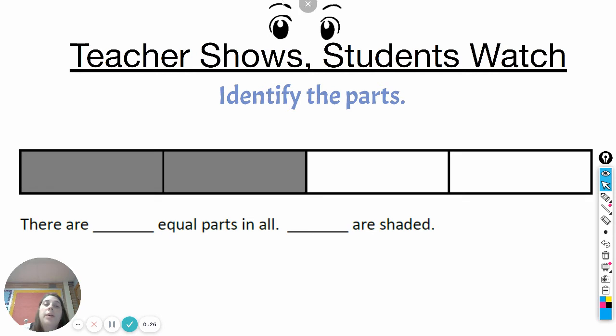First, we have an example here, and it says identify the parts. Now, this fraction strip should look just like the one that you have made. But as you can see, some of it has been shaded in. So the first thing I'm going to do is figure out how many parts this is broken into. 1, 2, 3, 4. So this fraction strip is broken into 4 equal parts, which we know is also called fourths.